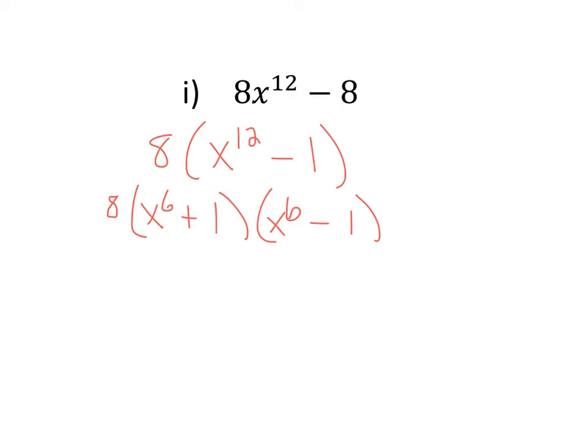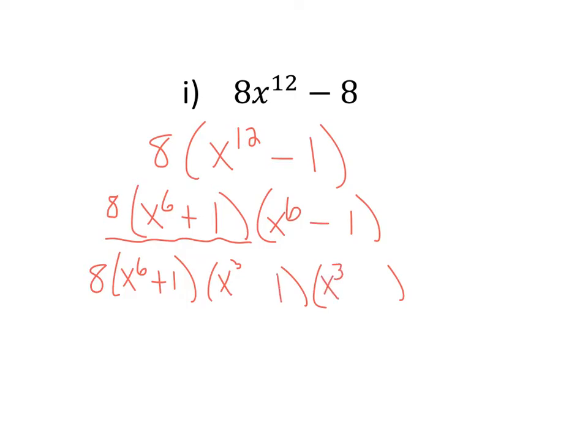So I'm going to start by bringing down these first two terms because I can't do anything with them, so I'm just going to bring them along to my final answer. And this last term I'm going to split. x to the 6th, the square root of it is x to the 3rd. And the square root of 1 is 1. Make 1 addition, make 1 subtraction.